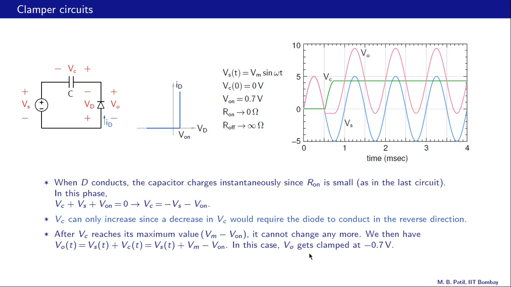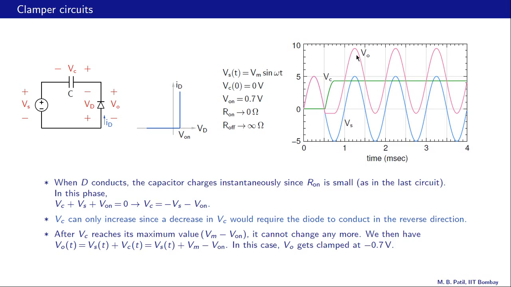So we then have Vo equal to Vs plus Vc as before. Vo is Vs plus Vc, and that is Vs plus Vm minus V on. In the earlier slide we had Vo equal to Vs plus Vm, and this V on was not there. So that is really the only difference, and we observe that over here.